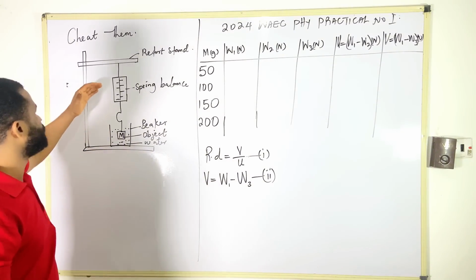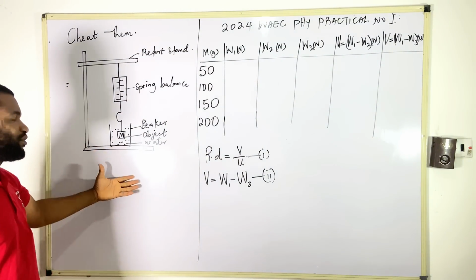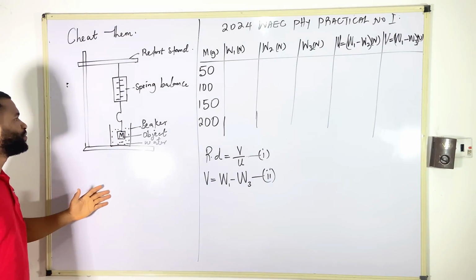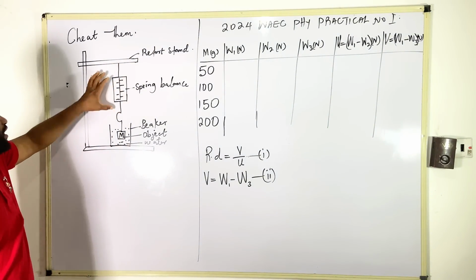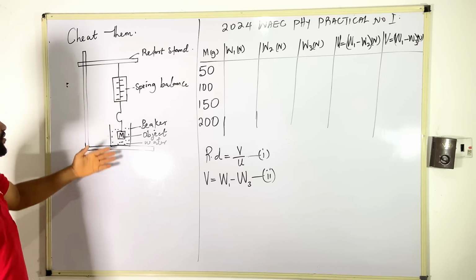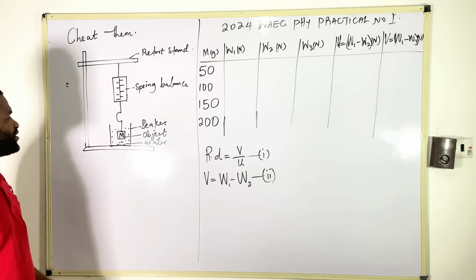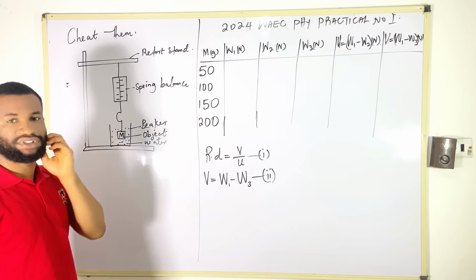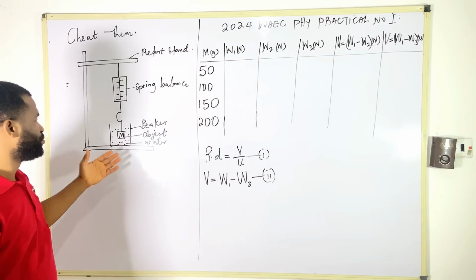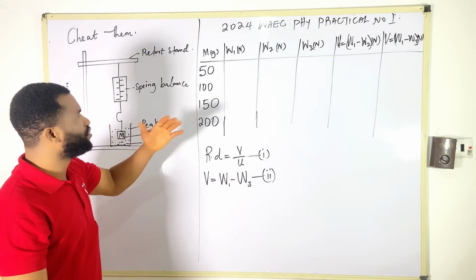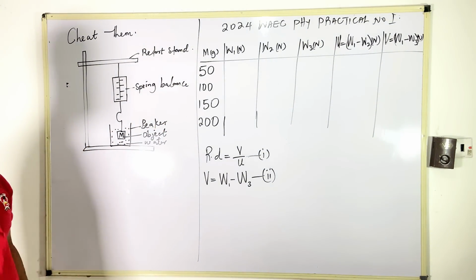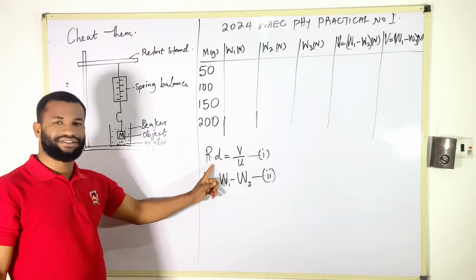From the apparatus given, this is the best. You have to keep it very simple. This is the best we have: a retort stand, a spiral spring, the mass, the beaker, the water, and then we are asked to use 50, 100, 150, 200 grams to be able to do this experiment. And if you look at the experiment, it's boiling down to relative density.